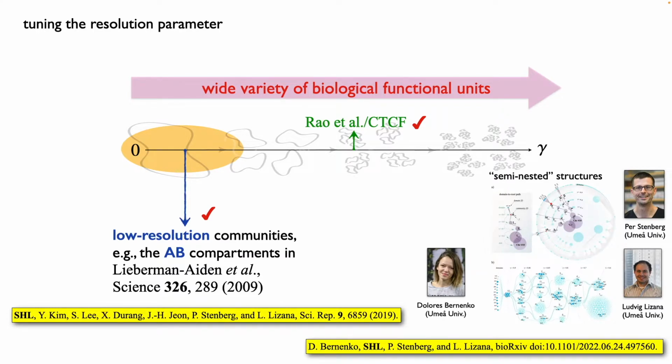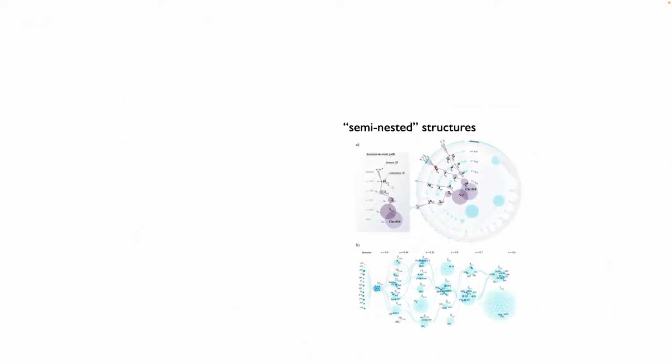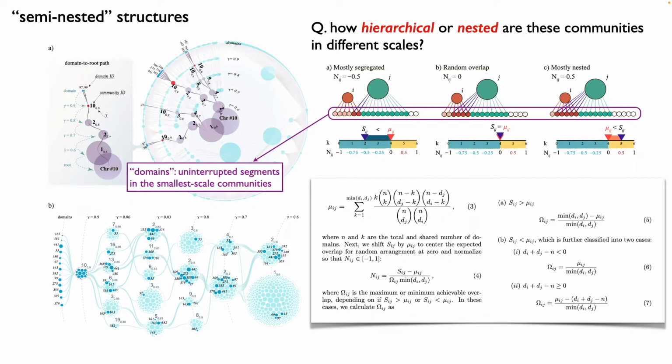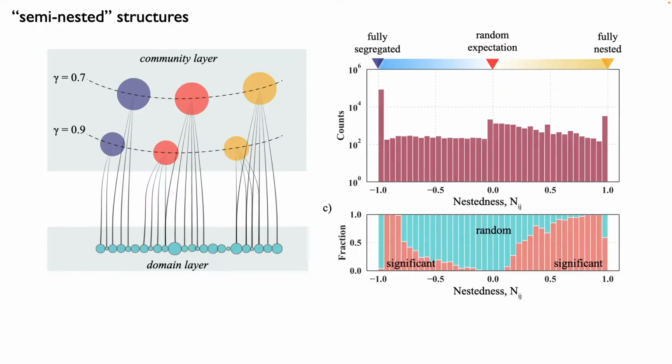Please check out our recent preprint on bioRxiv for detail, but the key aspect is that we quantify how hierarchical or nested these communities are in different scales, inspired by the nestedness metric used in many ecological network studies. By setting up this mathematical formula to quantify from the most nested structure to the most segregated relation between the communities in different scales, we examine the level of hierarchy in this Hi-C community structure.